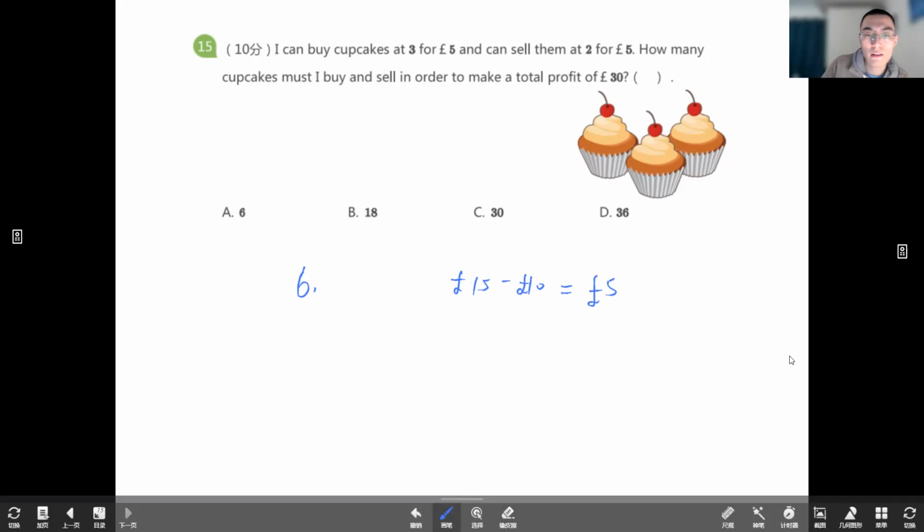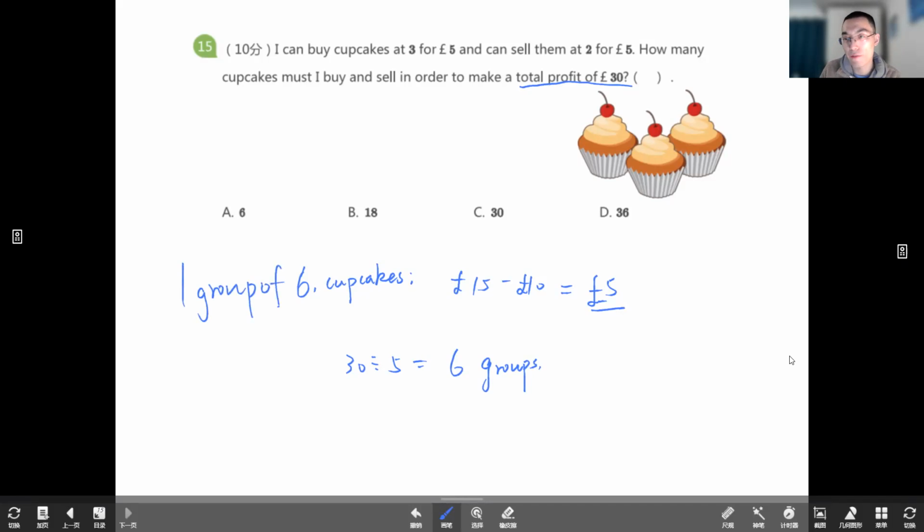So what does that tell us? For every 6 cupcakes we buy and sell, we will have a profit of 5 pounds. Then, if we want to make a total profit of 30 pounds, we simply need to do 30 divided by 5, and that tells us we need 6 groups of cupcakes, each group containing 6 cupcakes. So the total number of cupcakes we need to buy and sell is 6 times 6, 36 cupcakes. So the correct answer is D.